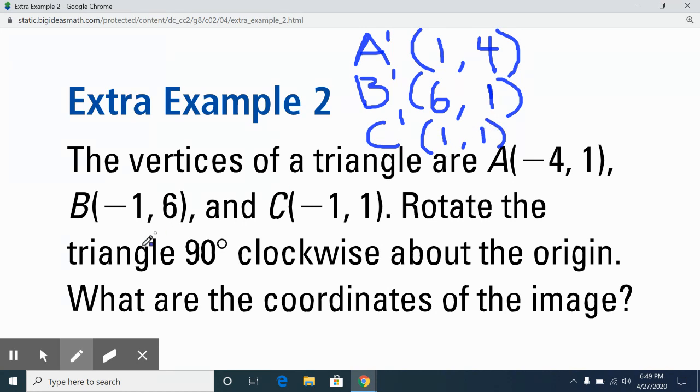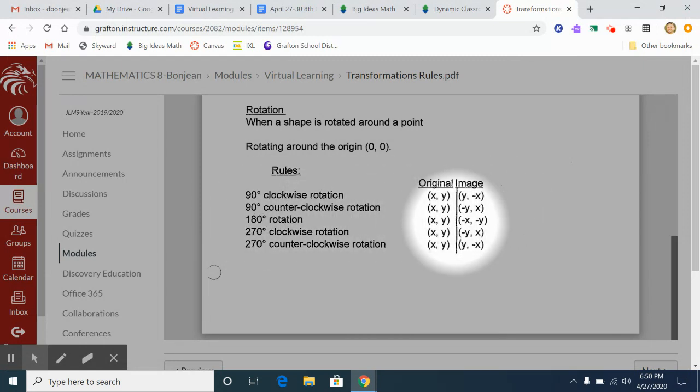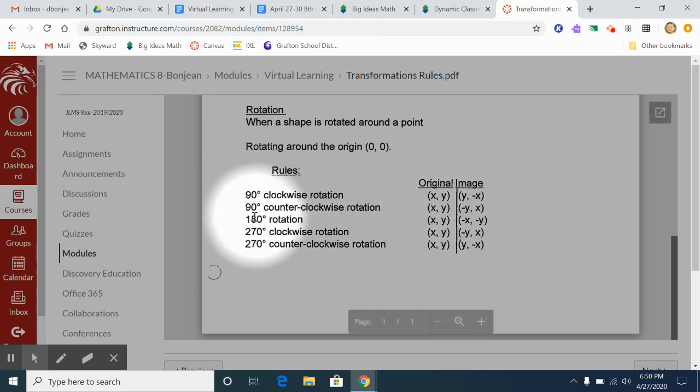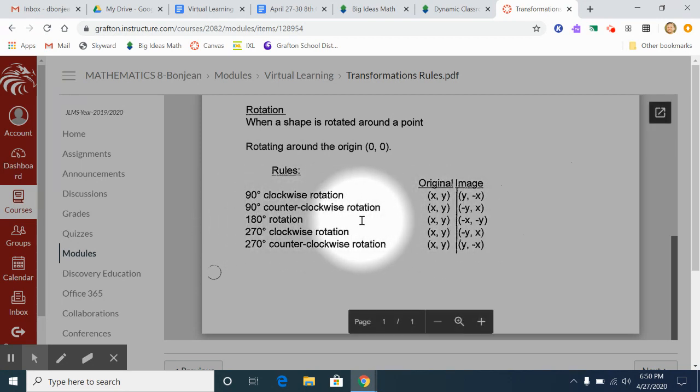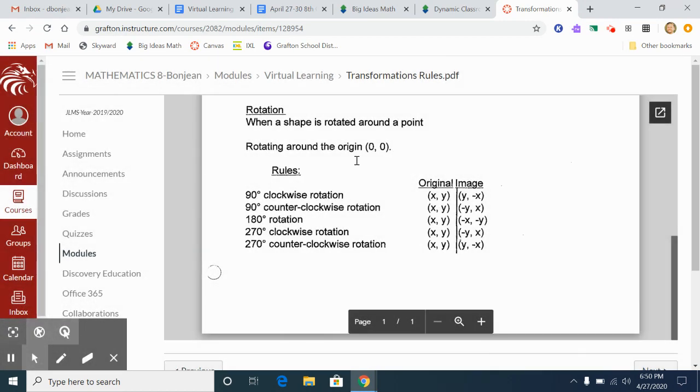So let me emphasize this a little more. You're going to want to use this document here. It's embedded in Canvas. It's going to help you figure out how to rotate a figure into an image using these different types of rotations, these different degrees. So here are all the rules that you will need for rotating. We need to use this document. It's going to help you drastically. Hopefully that makes somewhat of sense.